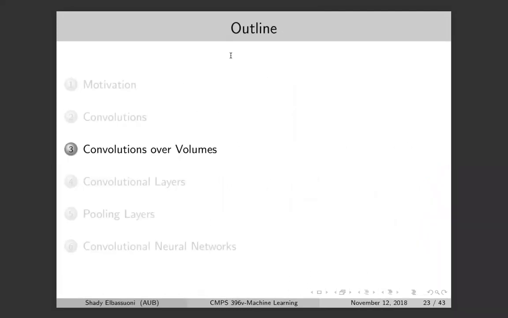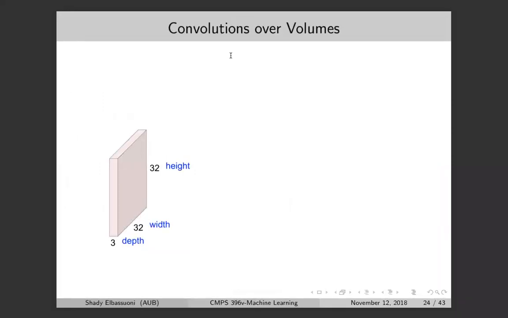Okay. Now we'll talk about convolutions over volumes, because typically the image is a volume. It's not a one-dimensional image.